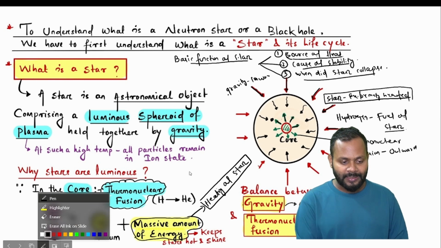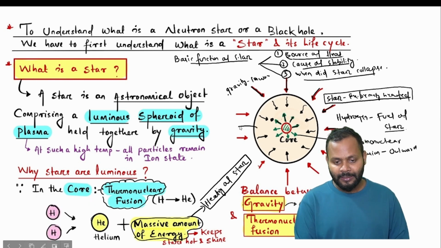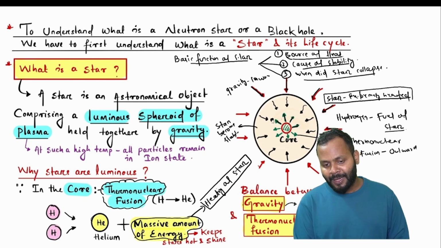Yes, we can say that ultimately the star becomes stable. Why the star becomes stable? Due to the balance between thermonuclear fusion and the gravity. Right?